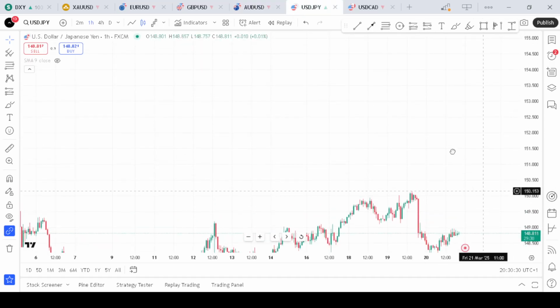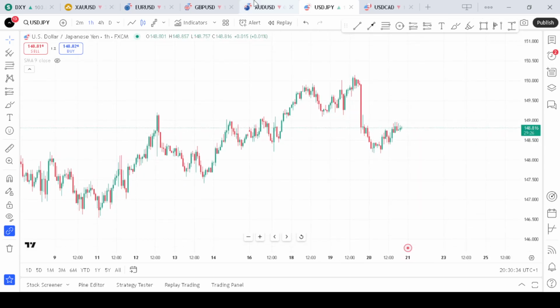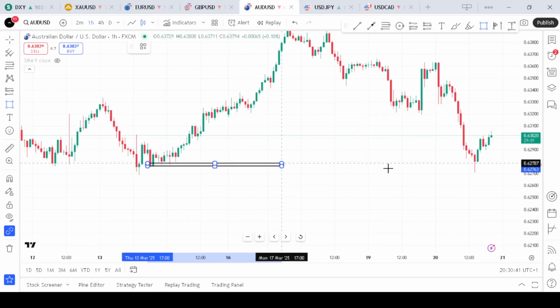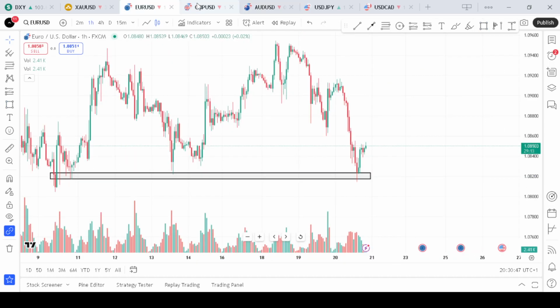We'll enter when price sweeps the liquidity to the downside. Let's use this AUD USD, when price sweeps the liquidity. So this is basically what we are trying to use in all three pairs.